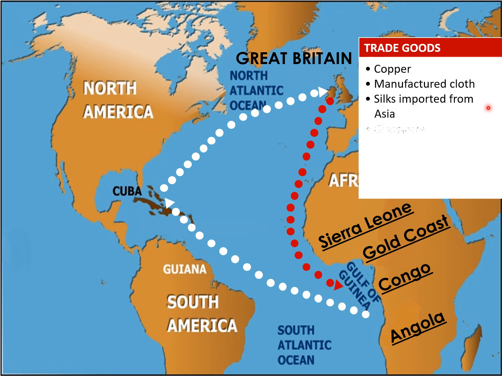So the trade goods we see here, and these should be the things that you're filling in on your map.